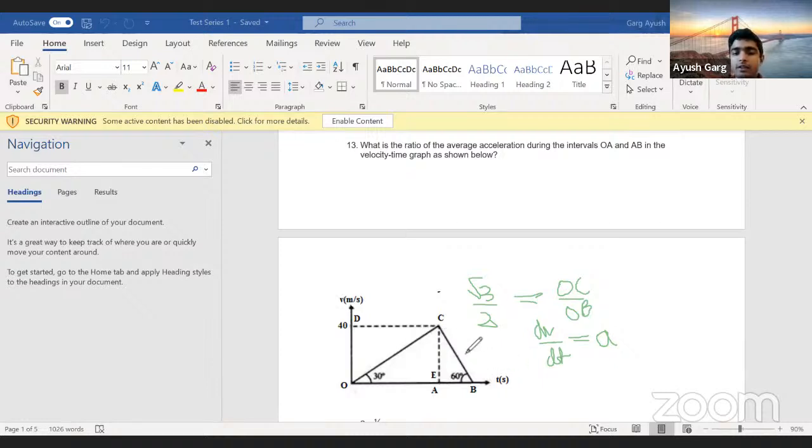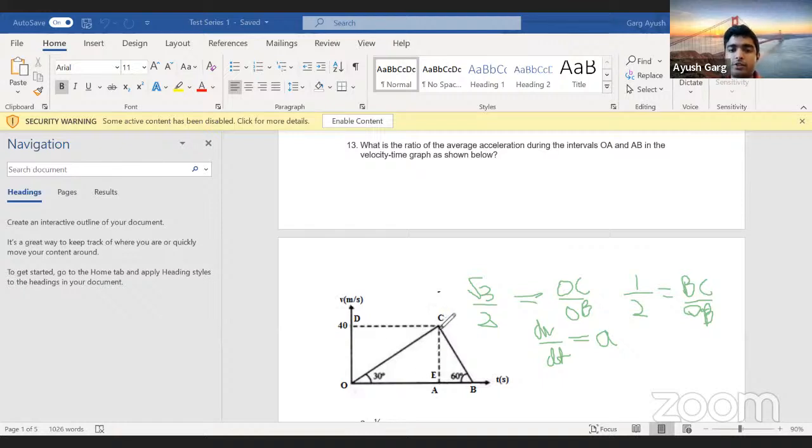And sine 30 is 1 by 2, which is going to be equal to perpendicular upon hypotenuse, perpendicular BC upon OB. Correct? So now you have to find out the ratio of this slope and this slope, right?